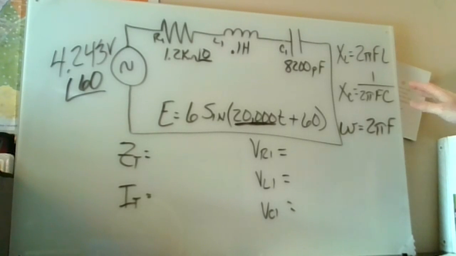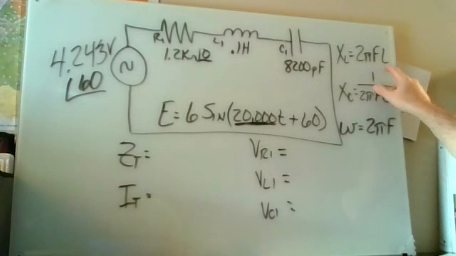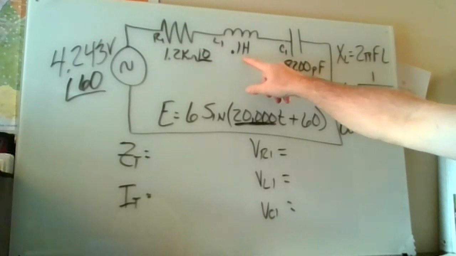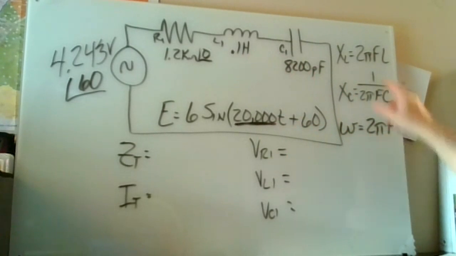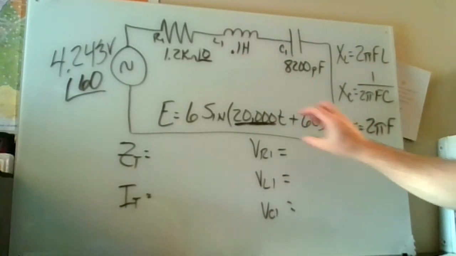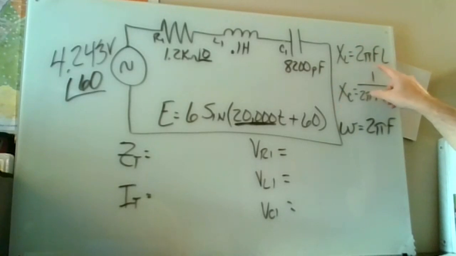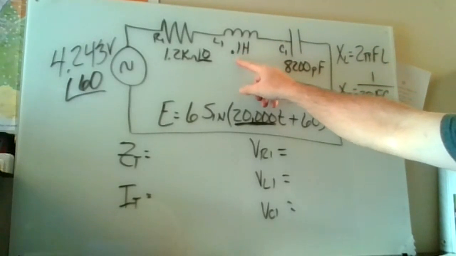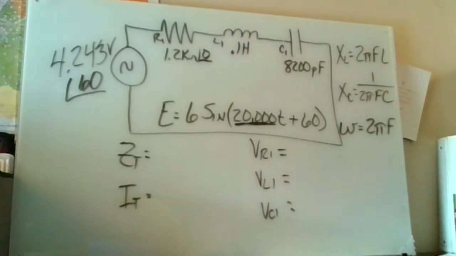Okay. So for my X of L, I need my frequency and my inductor value. Well, I know my inductor value, 0.1. I don't have a frequency, but I gave you omega, which is equal to 2 pi f. So I just take this 20,000 and plug it in for 2 pi f. So I just say 20,000 times 0.1 equals, and that gives me my X of L value, which you should have gotten 2 k ohms at an angle of 90 for your X of L. Did everybody get that for your X of L?